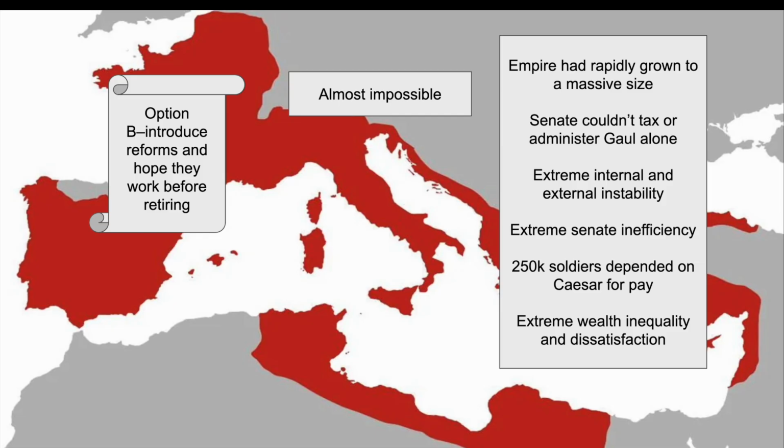The empire had rapidly grown to a massive size, and the Senate could not actively administer it. I mean, they couldn't even tax or administer Gaul alone. It was extremely unstable. The Senate was inefficient, and about 250,000 legionnaires were depending on Caesar for pay. He couldn't get them this pay without dominating Roman politics, so they would have all mutinied, and Rome would have been cooked.